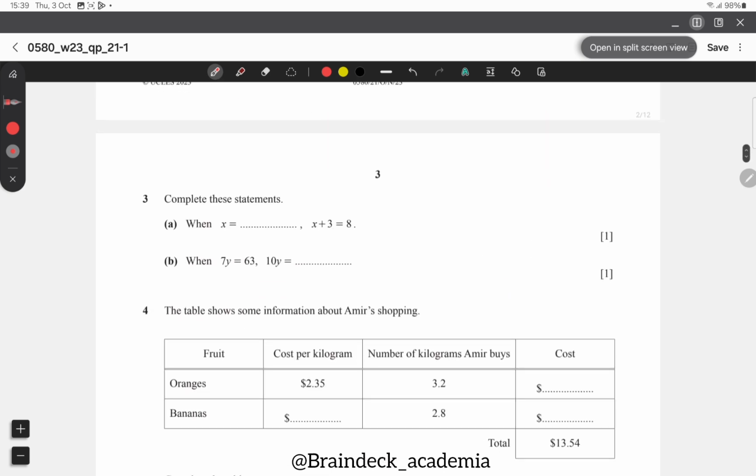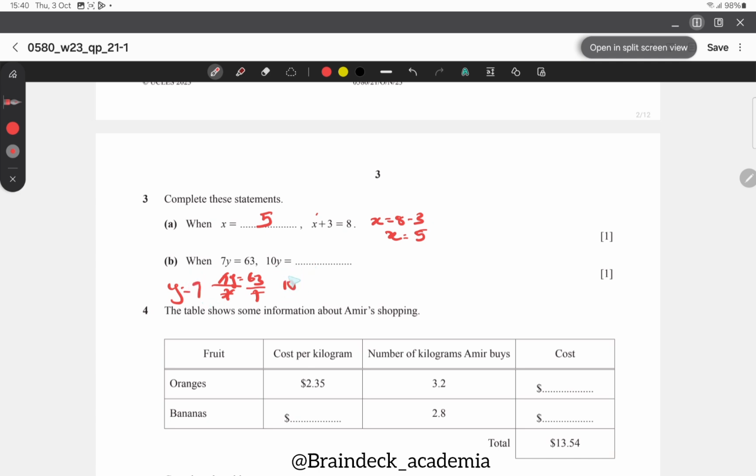Here we are asked to complete the statement. When x plus 3 equals 8, you just need to solve this: x equals 8 minus 3, so x is 5. When 7y equals 63, 10y equals what? You just need to divide both sides by 7, so y is equal to 9.